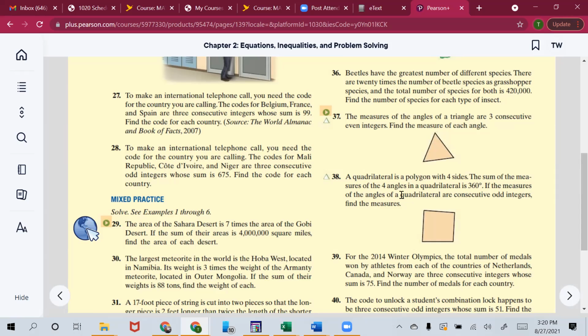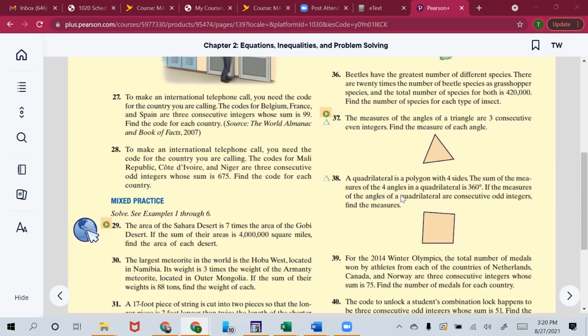Okay, so we're following our steps here that we talked about in the book. We're reading it, trying to understand what's going on. A quadrilateral is a polygon with 4 sides. The sum of the measures of the 4 angles. So we're talking about these measurements in here, right? All of those measurements are going to add up to be 360 degrees. And that's not random. That actually is the case. It's always 360 degrees in a quadrilateral. In a triangle, it's 180 degrees. If the measures of the angles of a quadrilateral are consecutive odd integers, find the measures.